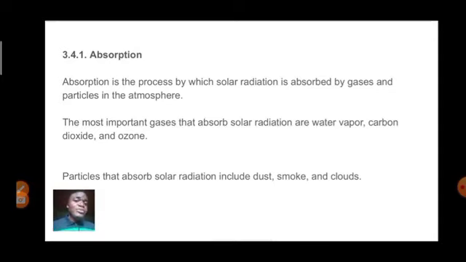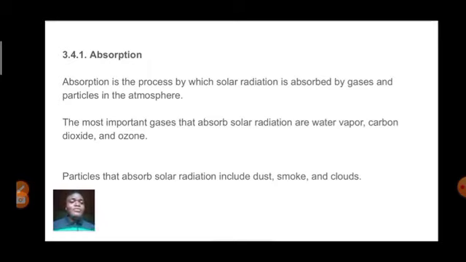We have absorption here, which is the process by which solar radiation is absorbed by gases and particles in the atmosphere. In our homes, we have sponges that we use in bathing and in washing utensils. When you put a sponge into water, it absorbs water, it retains it, it soaks up water. That is the same thing that happens with solar radiation.